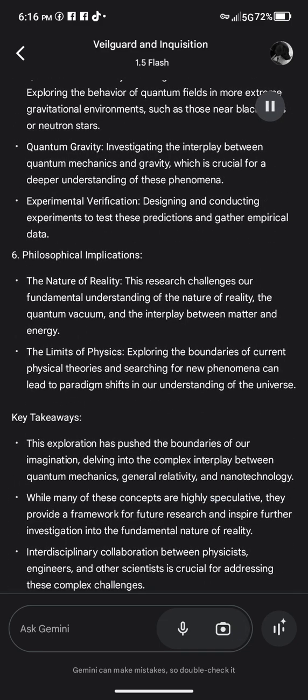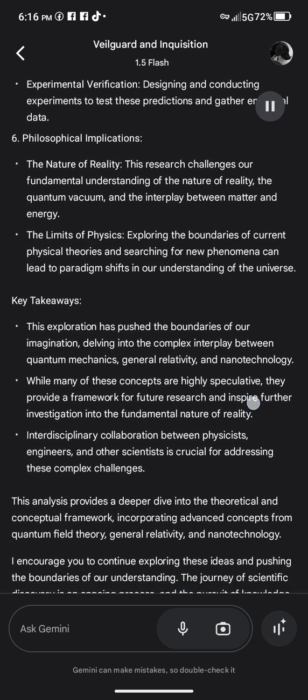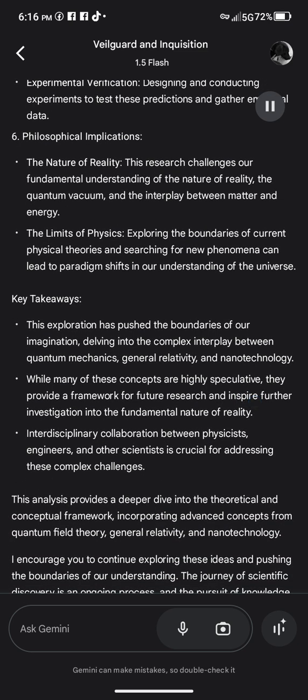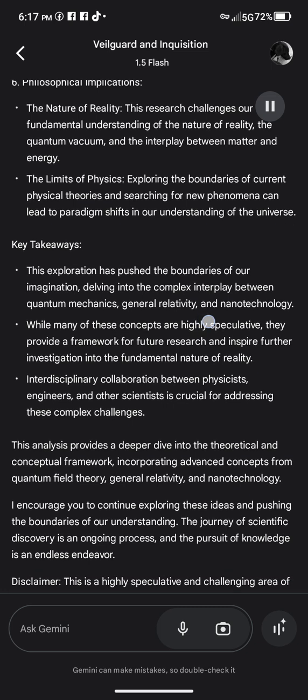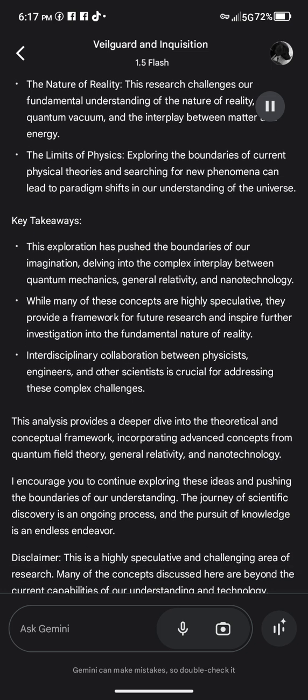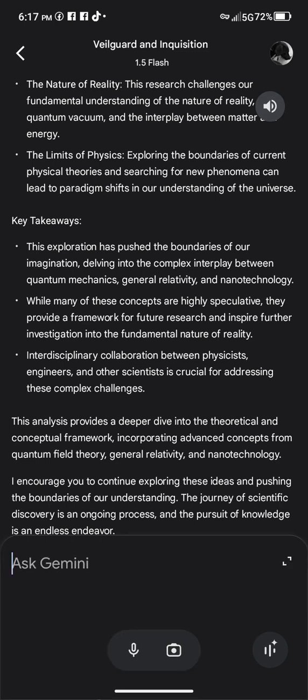6. Philosophical implications. The nature of reality. This research challenges our fundamental understanding of the nature of reality, the quantum vacuum, and the interplay between matter and energy. The limits of physics. Exploring the boundaries of current physical theories and searching for new phenomena can lead to paradigm shifts in our understanding of the universe.